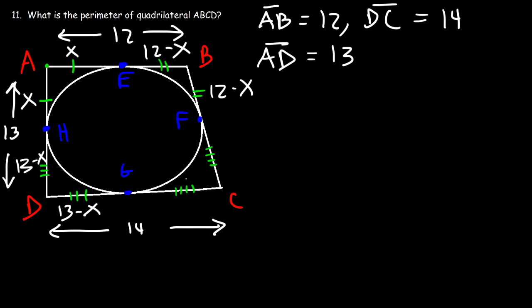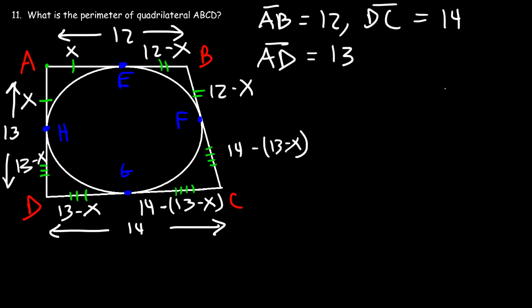Now to calculate GC, it's going to be the total length minus the other segment. So it's going to be 14 minus (13 minus X). And GC is the same as FC, so FC is going to be the same: 14 minus (13 minus X).